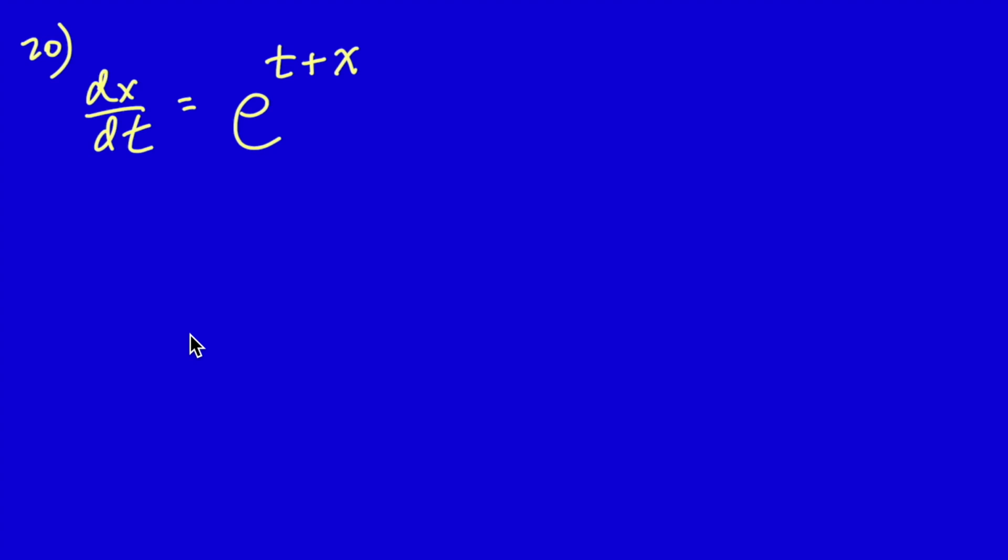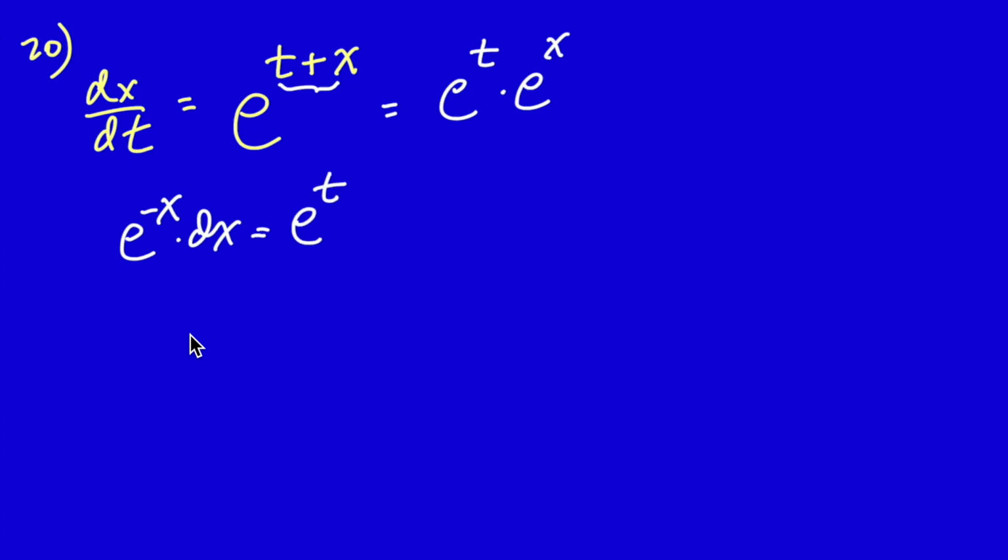Next, we have dx dt equals e to the t plus x. We see that these exponents are being added. That tells us it used to be a multiplication problem, which is fortuitous because that's going to make it easier to simplify. We're going to divide both sides by e to the x, and that's going to give us e to the negative x dx on the left, and we're going to multiply both sides by dt, and that's going to give us e to the t dt on the right.